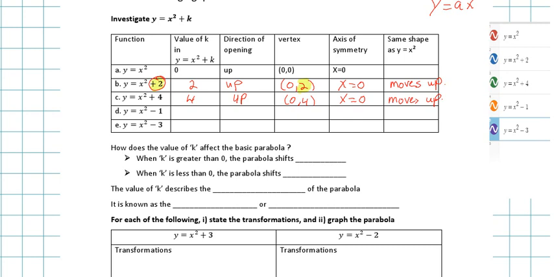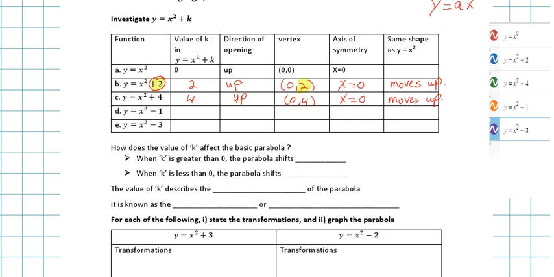Move up is not the mathematical word for it. Translation or shift. So we can say shifted up or shifted down? That's right. You have to use the word vertical. Vertical shift up.